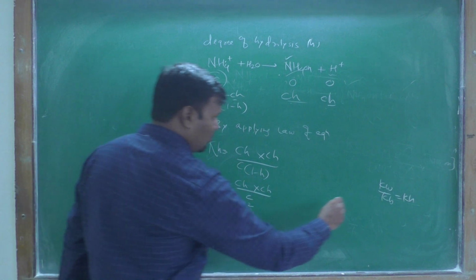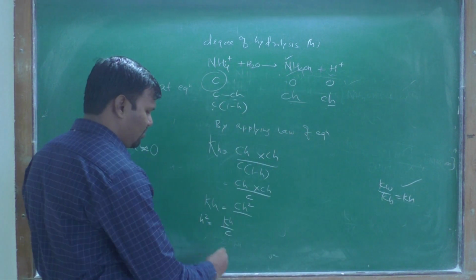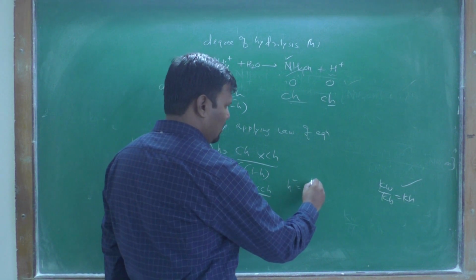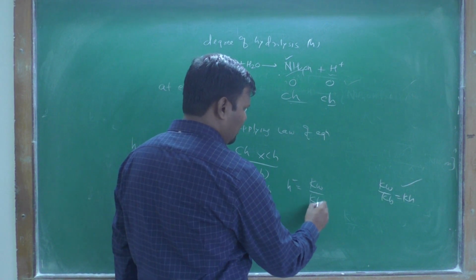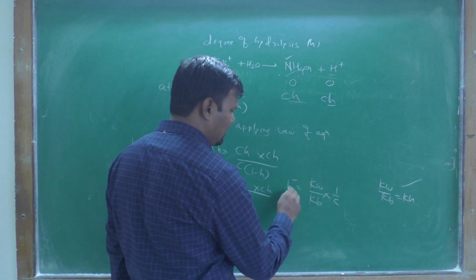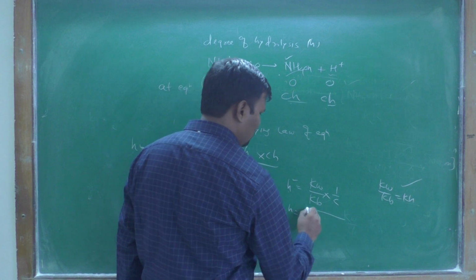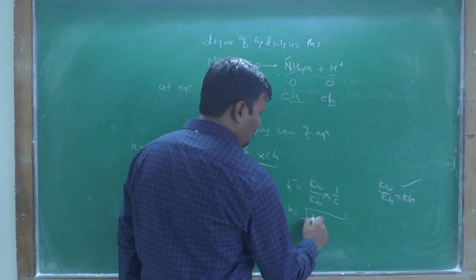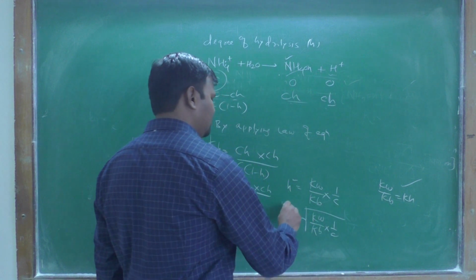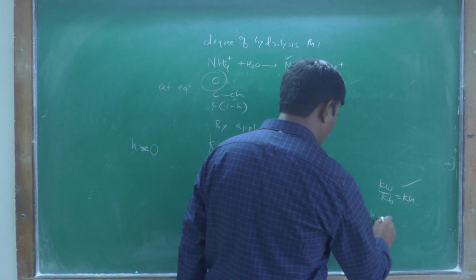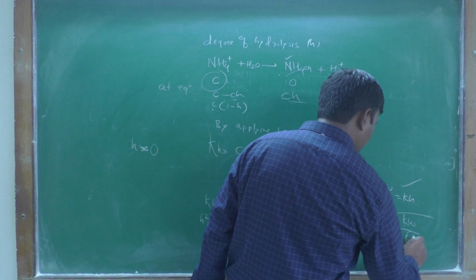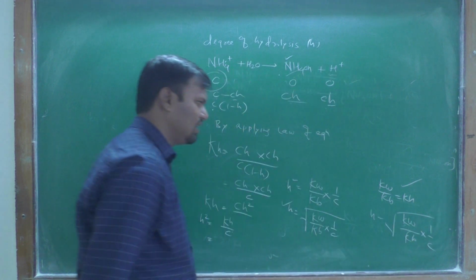Okay, therefore Kh is equal to, we know that Kh is equal to Kw upon Kb. By putting the values, h square is equal to Kw upon Kb into 1 upon C. Therefore, by taking the square root of this, h is equal to square root of Kw upon Kb into 1 upon C. That is the relation we obtain. That is the second relation we have obtained.